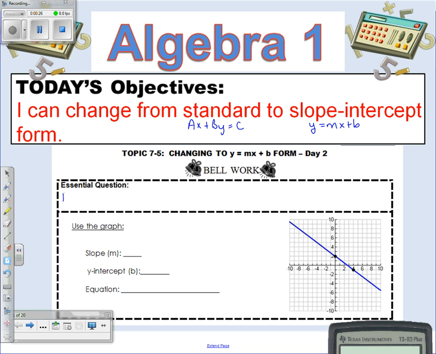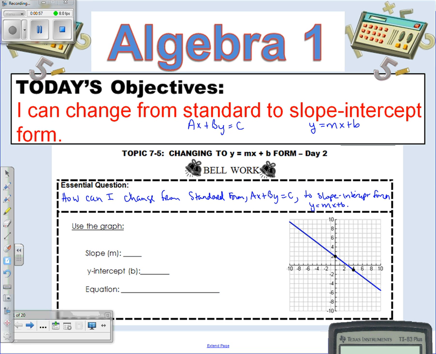So my essential question will be, how can I change from standard form, ax plus by equals c, to slope-intercept form, y equals mx plus b?